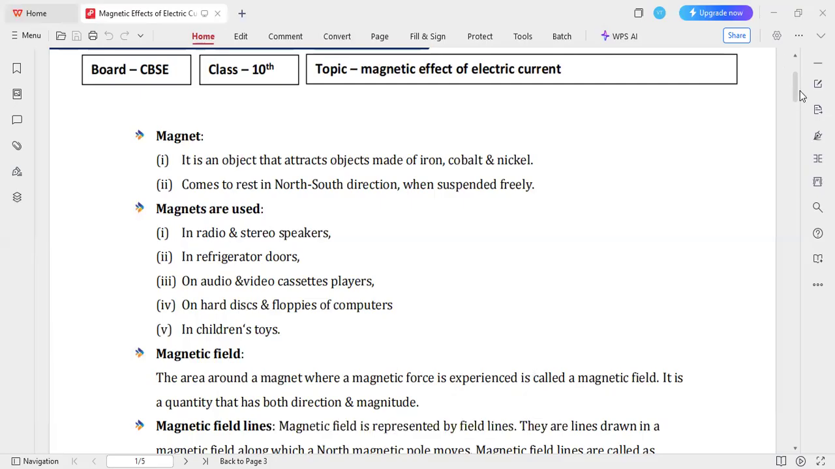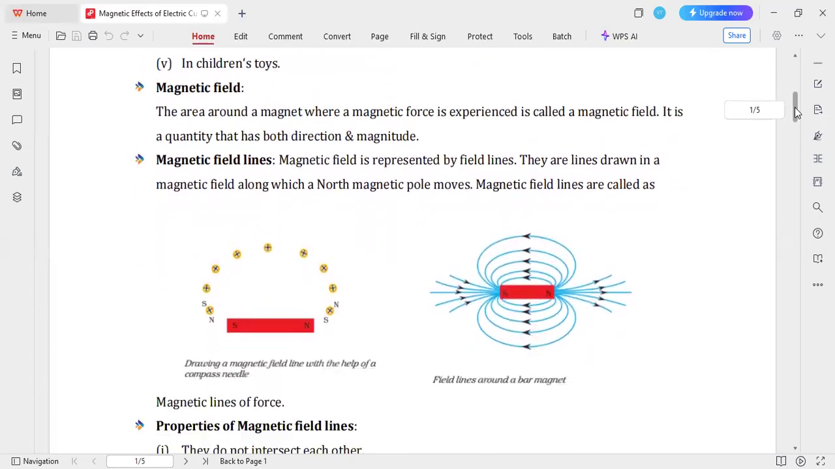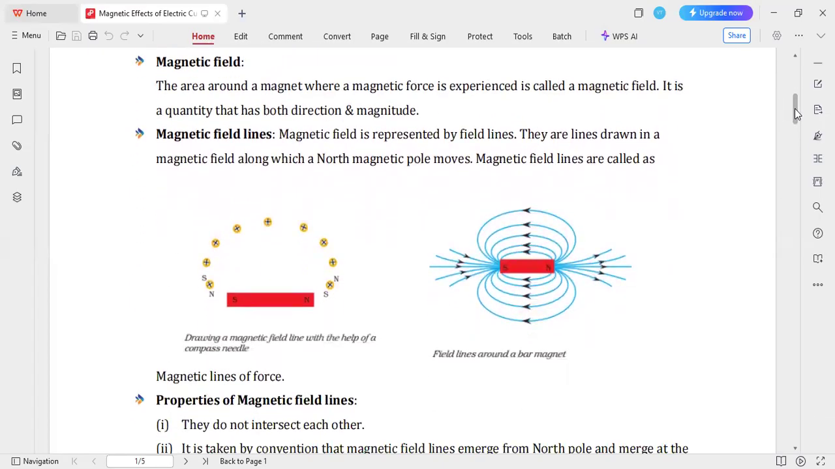Next, to represent the magnetic field, we are representing it with the help of magnetic field lines actually. Let's see what magnetic field lines are. Here the diagram is there. The magnetic field is represented by field lines. They are lines drawn in a magnetic field along which a north magnetic pole moves. Magnetic field lines are also called magnetic lines of force.